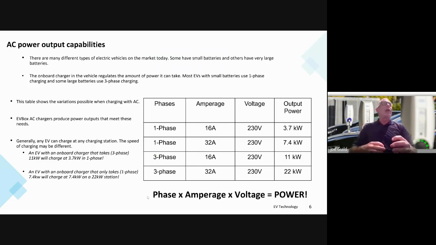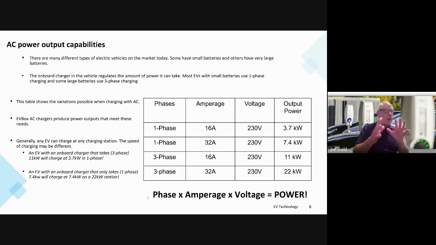These onboard chargers that the manufacturers of the cars put into their cars, we have to match those. What type of output do the OEMs, the manufacturers of the cars, want? Well, they have a pretty standard line of those, and that's 1-phase 16 amp, 1-phase 32 amp, or 3-phase 16 amp, or 3-phase 32 amp. That's pretty much the extent of it.